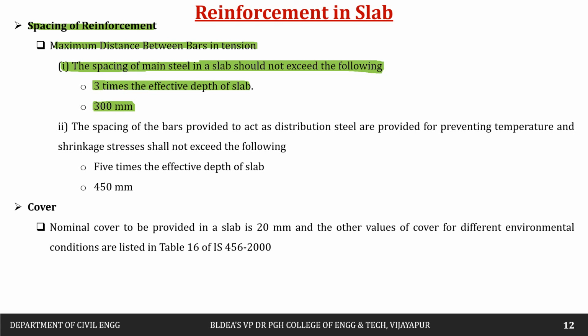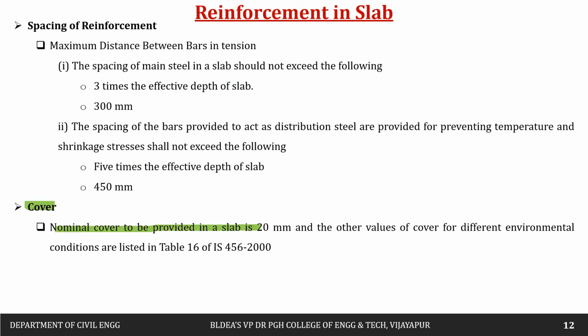Then next, the spacing of the bars provided to act as distribution steel, provided for preventing temperature and shrinkage stresses, shall not exceed 5 times D or 450 mm, that is 5 times the effective depth of the slab or 450 mm. So in the previous case it was 300 mm for main reinforcement and 450 mm for the distribution steel, and it is 3 times the effective depth for main reinforcement and 5 times D for the distribution steel.